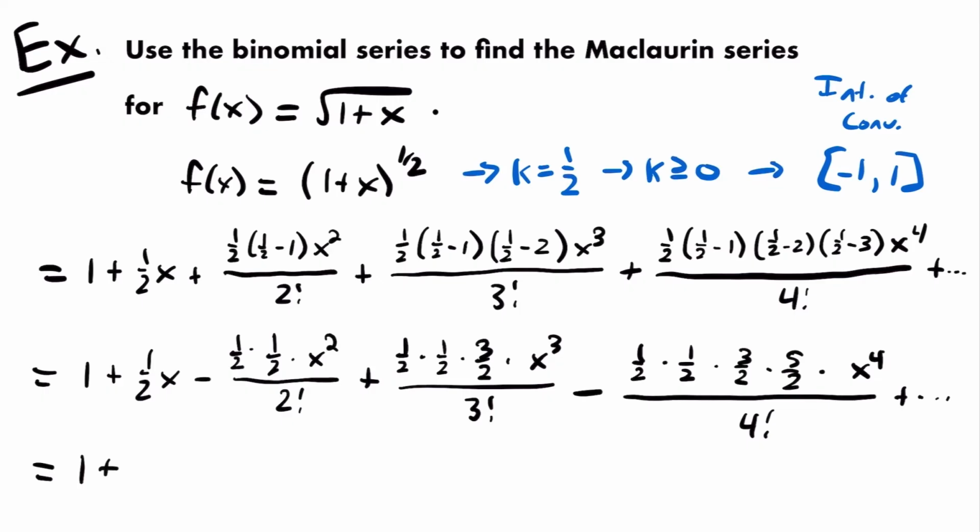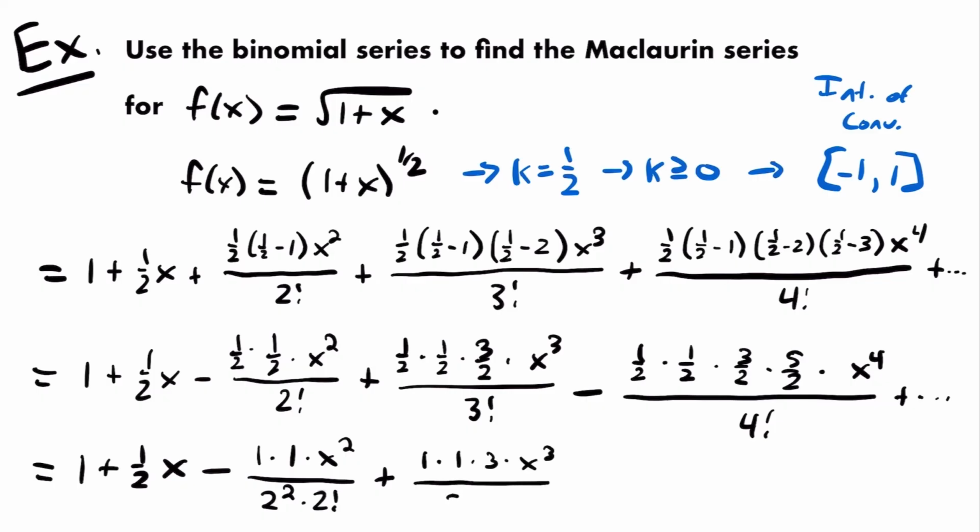This will be equal to 1 plus 1/2 times x minus 1 times x squared divided by 2 squared times 2 factorial. Then we'll add that to 1 times 3 times x cubed divided by 2 cubed times 3 factorial. Then we'll subtract the next term of 1 times 3 times 5 times x to the fourth power divided by 2 to the fourth power times 4 factorial. And we'll add more terms from there. All right, so all I did there was keep the numerators of our fractions in the numerator of each term, and then move those denominators, which was just 2 to some power, to the denominator of the whole fraction.